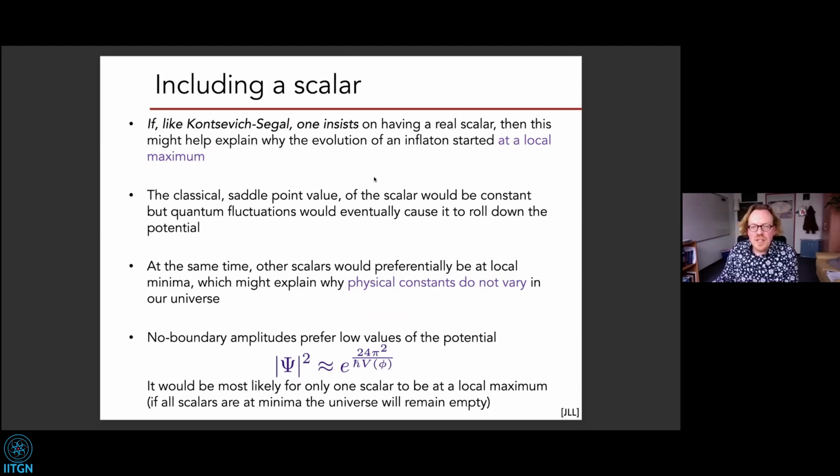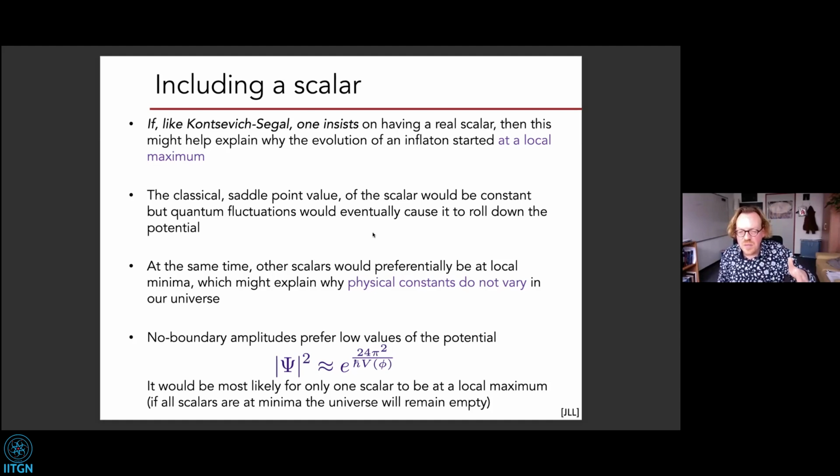This might be interesting in terms of physical consequences, because the scalar would naturally start at the local maximum. And it would maybe explain why there would be a longer phase of inflation. Now, also, if you have several scalar fields, it would mean that the tendency is for all scalar fields to sit as low as possible on the potential. So if all scalars are at the bottom of the potential, then you just get an empty universe. So the most likely configuration would be for one of them to be at the local maximum and all the others at the local minimum. And that might be very interesting for observations, because the one which sits at the local maximum would give a longer phase of inflation.